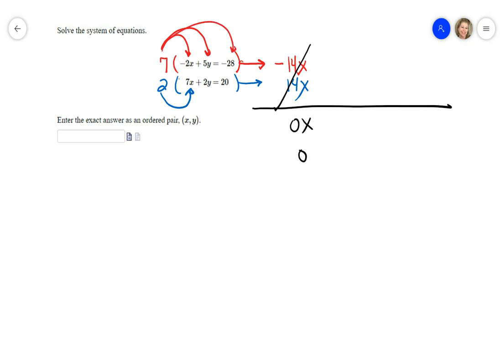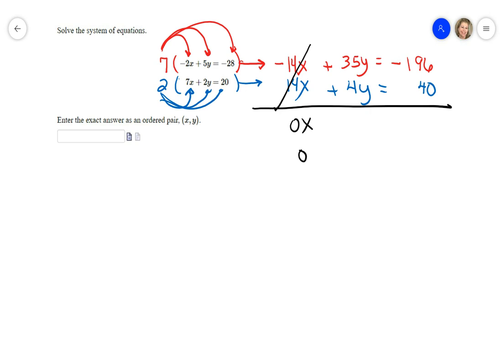So not only will I have a negative 14x, but I'll also have a plus 35y and a negative, hang on, let me grab my handy dandy calculator here. 7 times 28 is a negative 196. And then the 2 also has to get distributed. This is going to be plus 4y equals a positive 40.